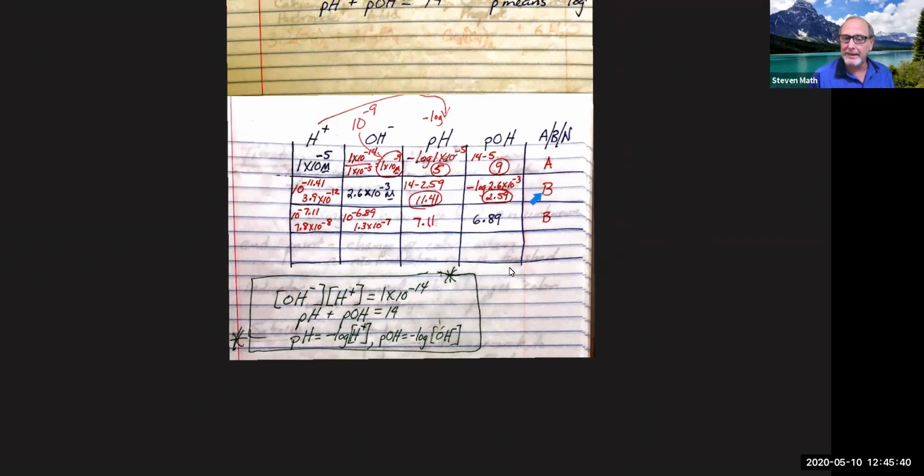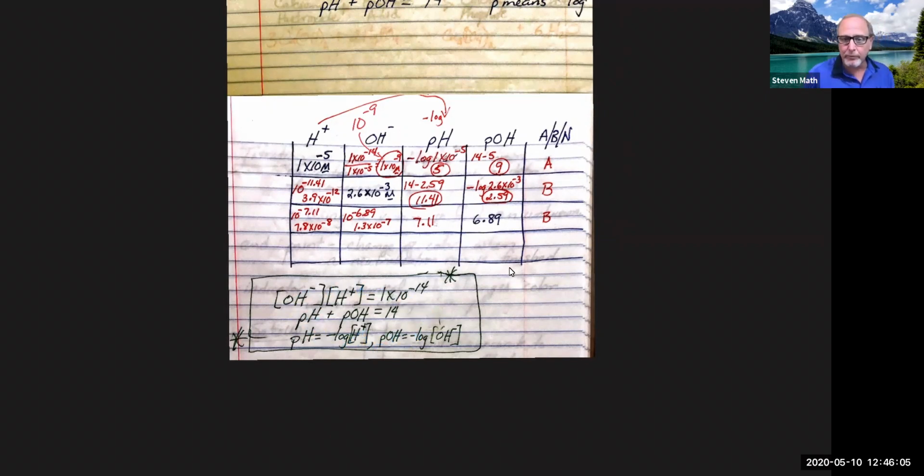I put the B. Now I've got to get from 11.4 back to a concentration. I'm going to do 10 to the negative 11.41. And that's going to give me an answer of 3.9 times 10 to the negative 12th. All these calculations fit together very nicely, and they're all based on the information down here in the green box.